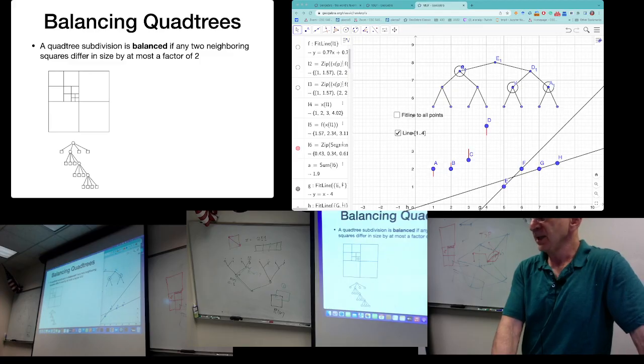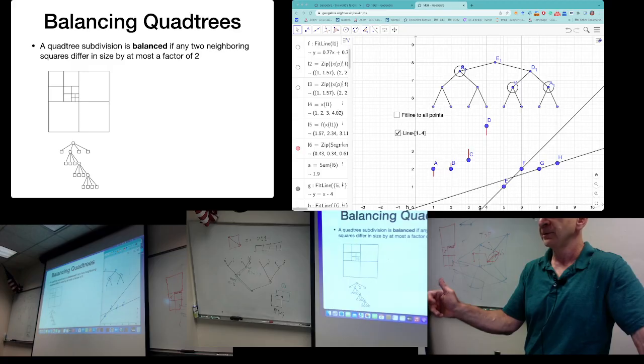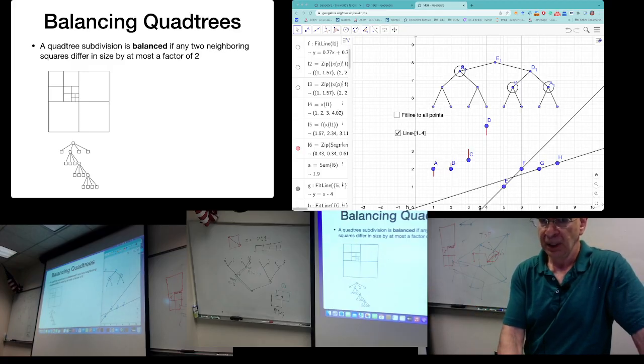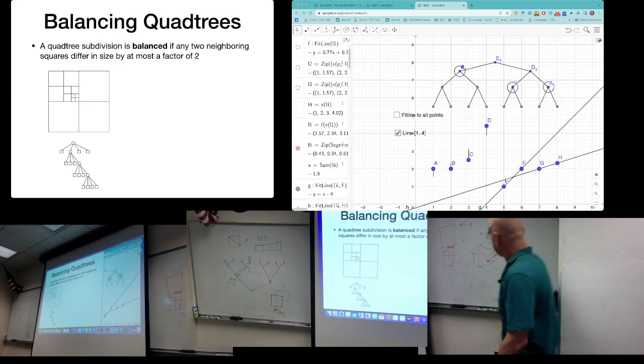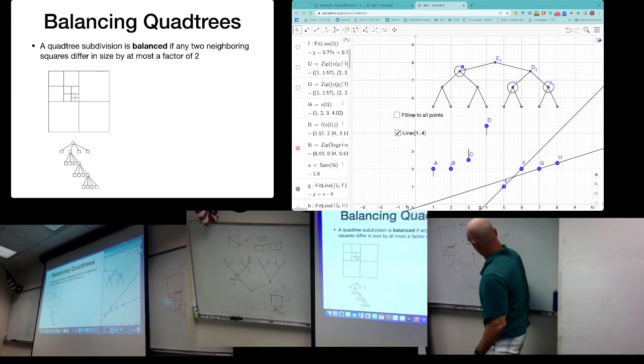Okay, so the same size as my neighbor is fine. Leaf compares to leaf, of course, not necessarily leaf compares to other node. So two leaves that are sharing an edge are either of the same size, or one is at most twice as large. So this case is not allowed.